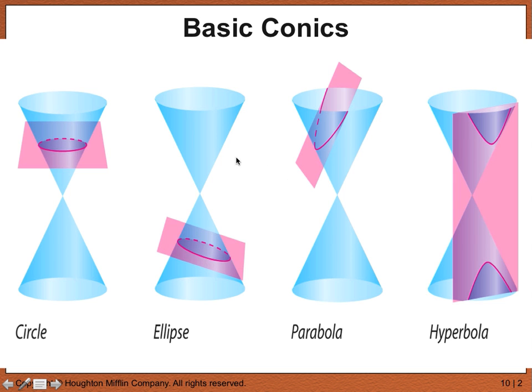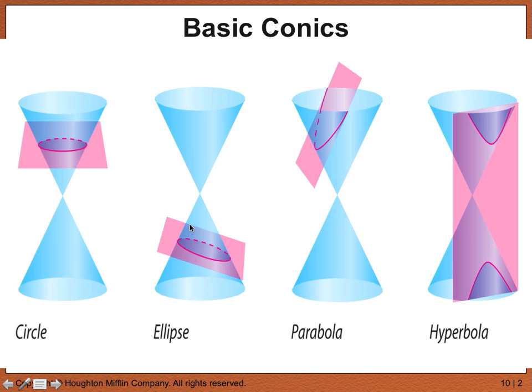So these shapes that we're studying in chapter 10 are called conic sections or conics, and they result when you cut a double cone with a plane. A circle then is when you cut a double cone with a plane on either one of the cones, such that the plane is parallel to the base of the double cone. Here we see on the left a plane that is parallel to the base of the double cone, and it's cutting through the top cone, making a circle.